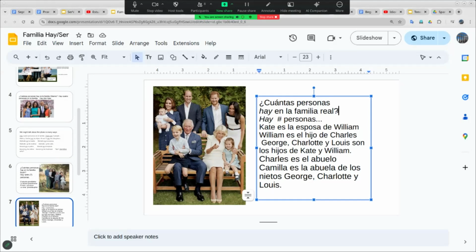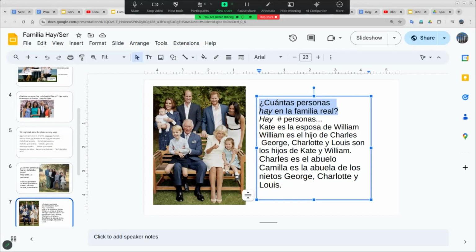¿Cuántas personas hay? How many people are there? I just want to know that they exist. I'm just talking about they're there somewhere. Yeah, they exist. ¿Cuántas? How many? ¿Cuántas personas? How many people? ¿Cuántas personas hay? How many people are there? ¿Cuántas personas hay en la familia real? How many people are in the royal family?